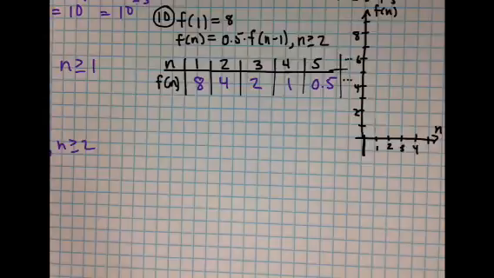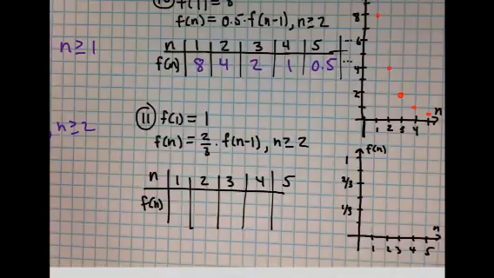Okay, so here's the graph on the right side. For 1, I get 8. For 2, I get 4. For 3, I get 2. For 4, I get 1. And for 5, I get 1/2. And that's it.